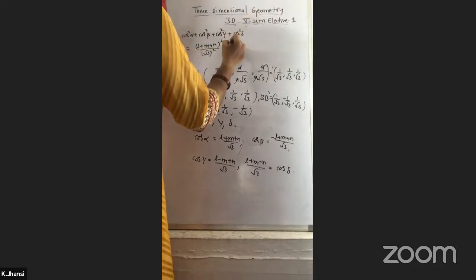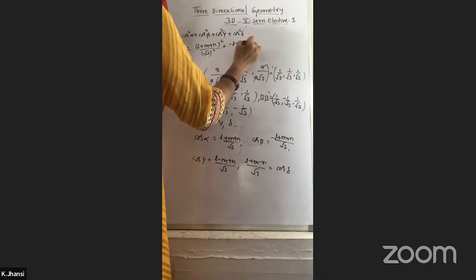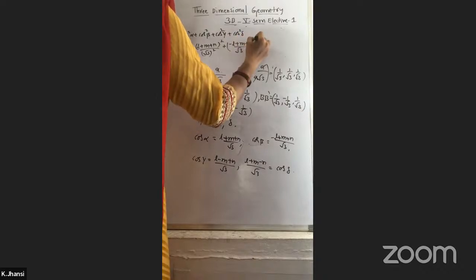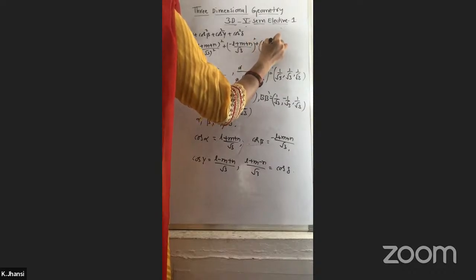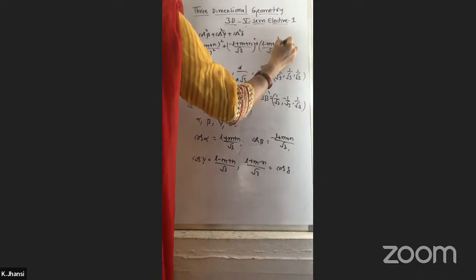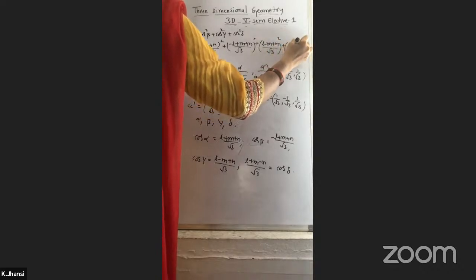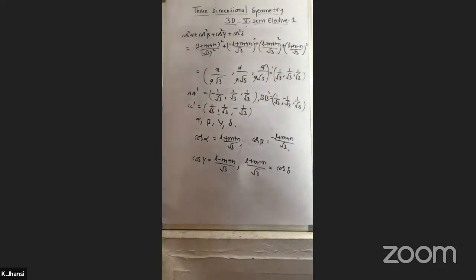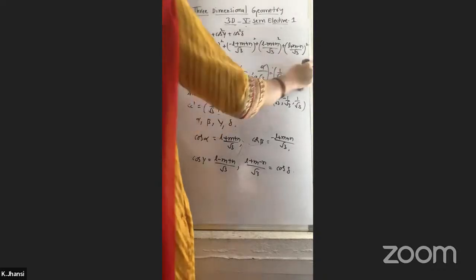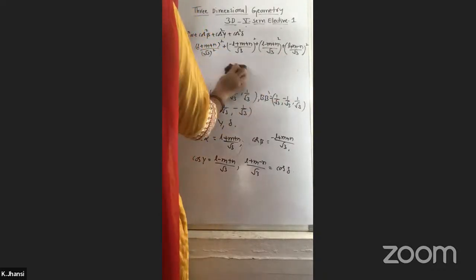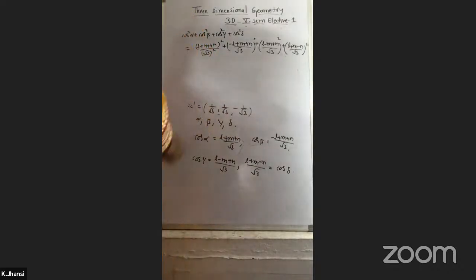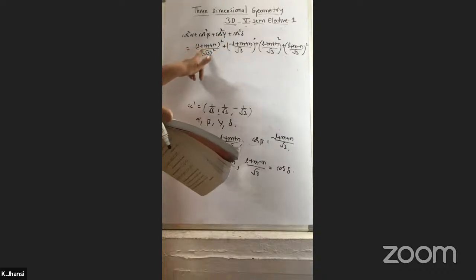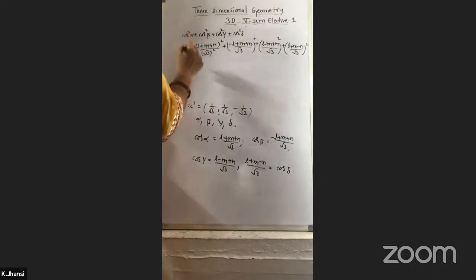So if you take minus l plus m plus n, then l minus m plus n by root 3, plus l plus m minus n by root 3, whole square. Okay. So if you expand this, or if you take 1 by root 3 common, the root and square will get cancelled, so you'll get 1 by 3.